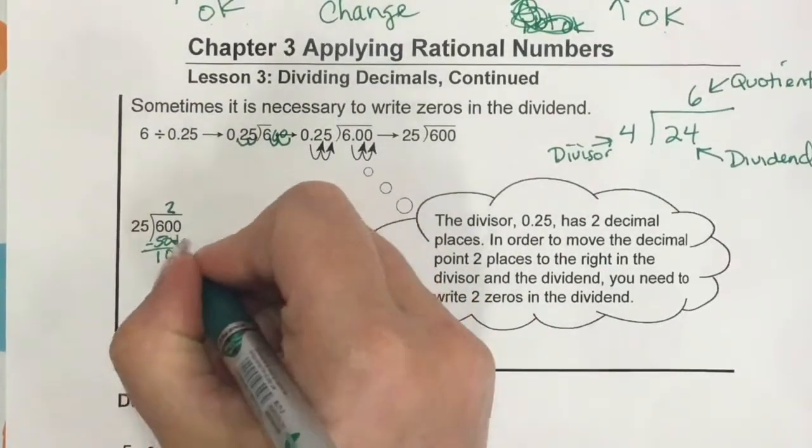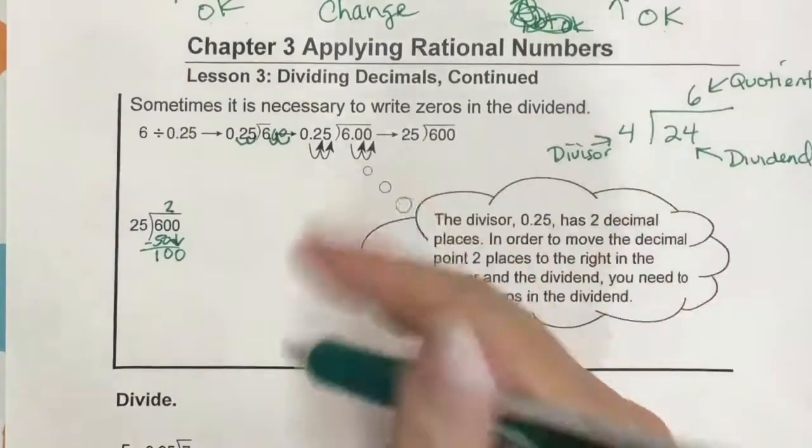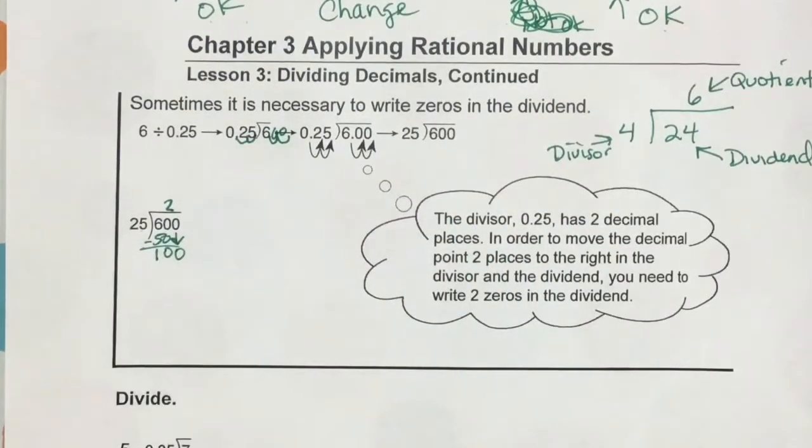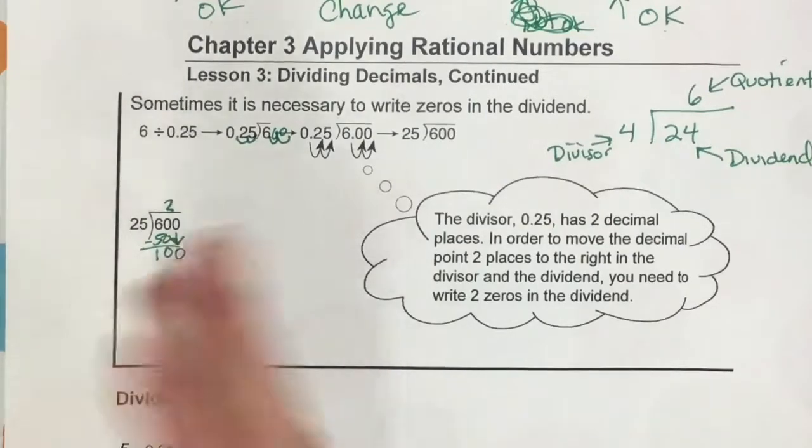And so then we got to drop down this 0. And then how many times does 25 go into 100? Well, if I'm going to think about 25 as a quarter, I know that 100 is like $1.